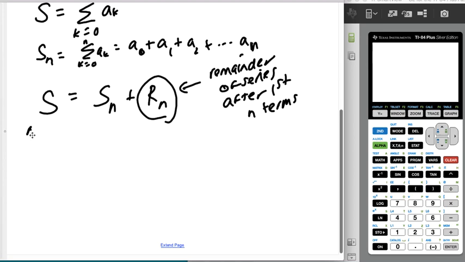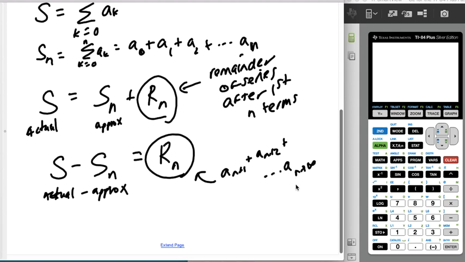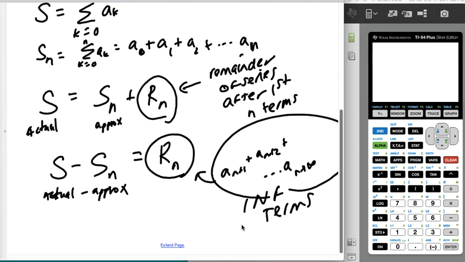So if this is the actual value of the series, and this is the approximate value for the series using the first n terms, we could make the argument that the error between the actual and the approximate is basically just equal to whatever the remaining terms are. So this r sub n would be the n plus 1th term plus the n plus 2nd term plus so on, all the way up to infinite terms. So the idea is that the error of a series is equal to this r sub n, the remainder of the series after the first n terms.